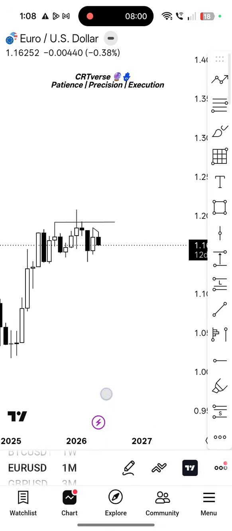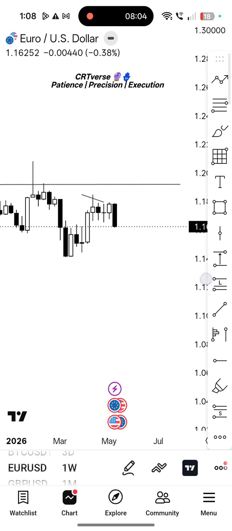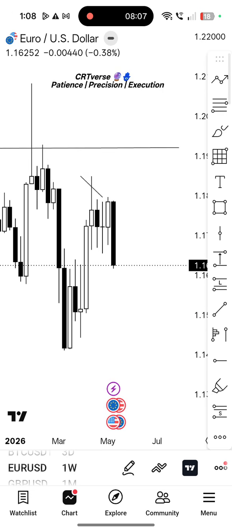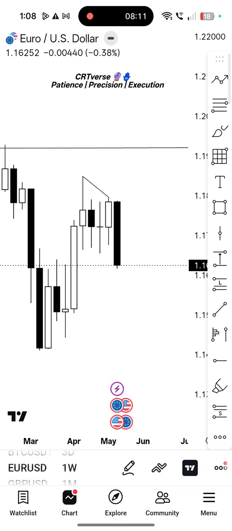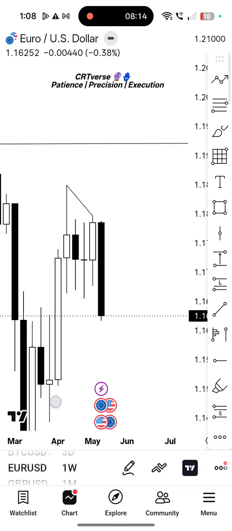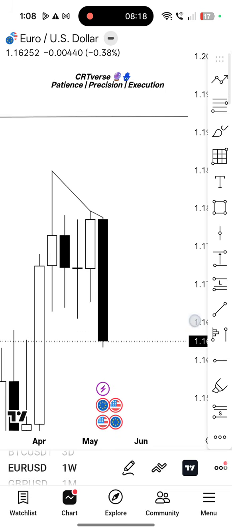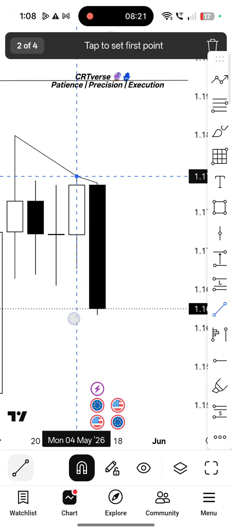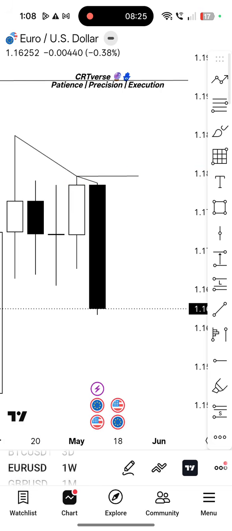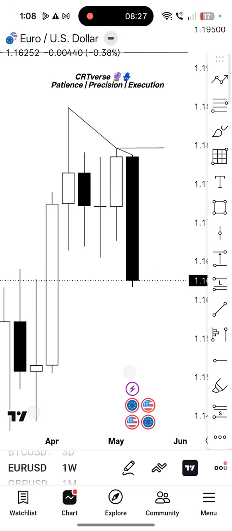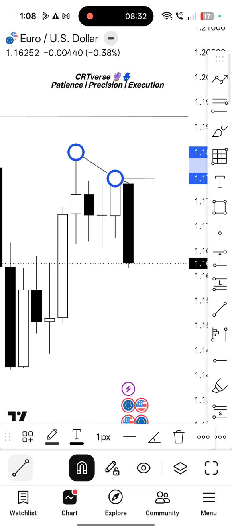Okay. Now let's reduce the time frame to 1 week. And what you can see now, we have another SMT with GBPUSD, which is from the previous week, from this week's highs, right? GBPUSD took this high, where EU failed to take the high. That is an SMT, right? Monthly cycle SMT, and this is a quarter cycle SMT.